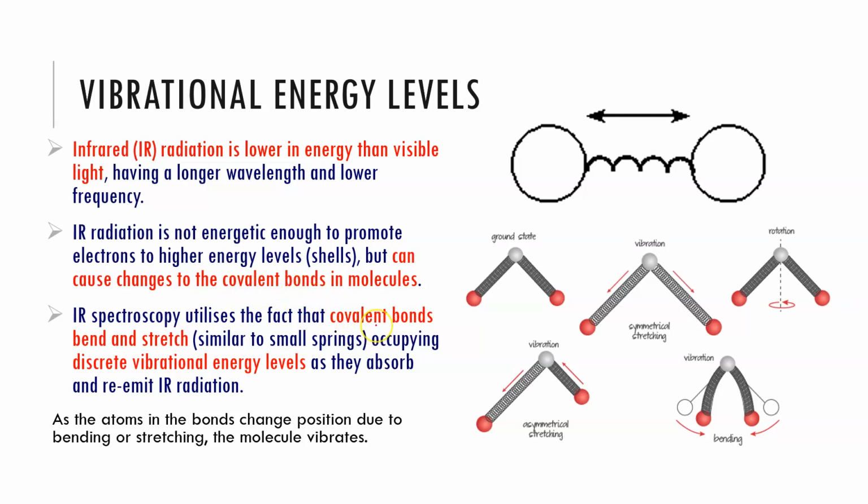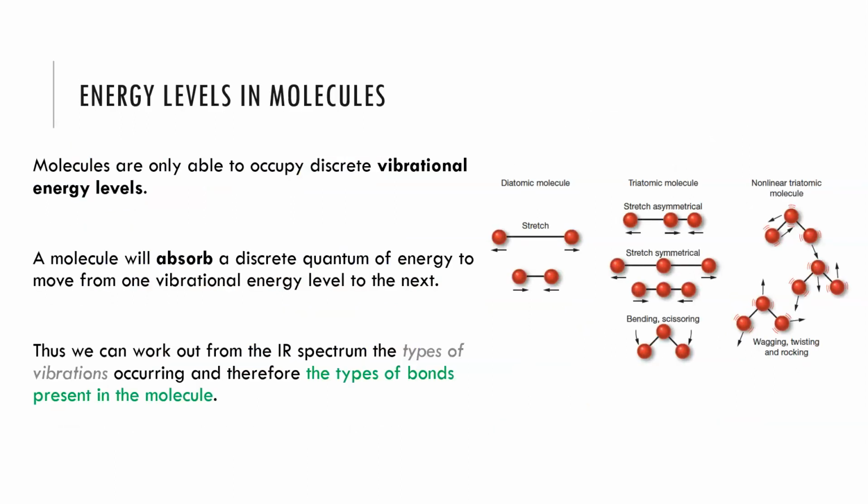It utilizes the fact that the covalent bonds bend and stretch, occupying discrete vibrational energy levels. That being, if the bonding is different, we get different vibrations, and these different vibrations have different energy transitions between high and low energy. As the atoms in the bonds change position due to bending and stretching, the molecule vibrates, and that is what we can detect. So molecules are only able to occupy discrete vibrational energy levels. So it will absorb a discrete or specific amount of energy to move from one vibrational energy level to the next, from a low energy to a high energy state and back.